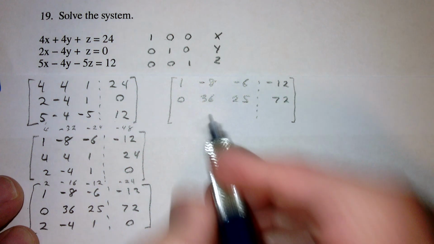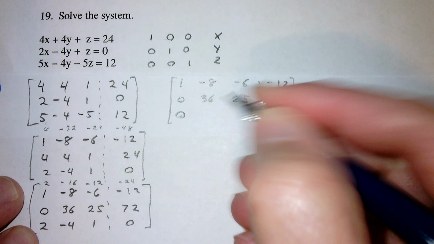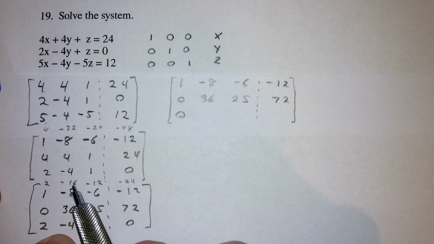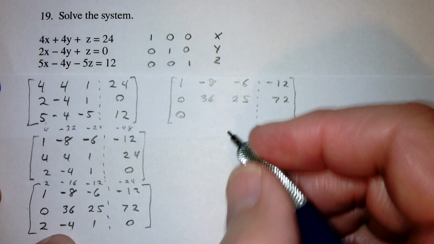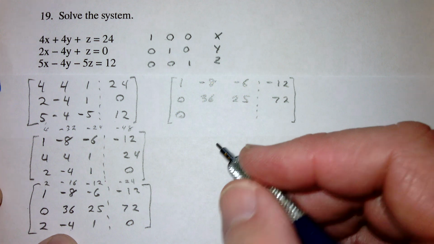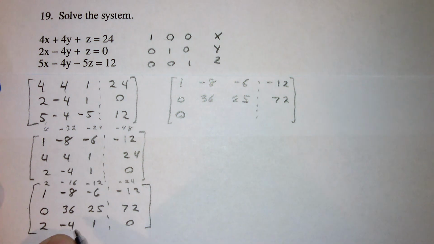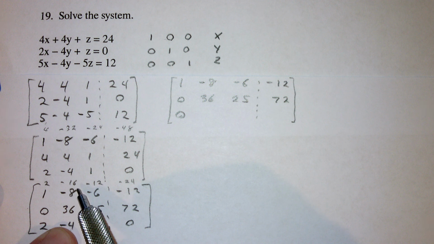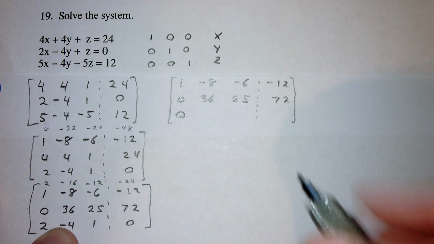2 minus 2, 0. Okay, negative 4 minus negative 16, that's going to give us 20, right? Oh no, I just about made a mistake. So this is negative 4. Negative 4 minus negative 16 is negative 4 plus 16. Negative 4 plus 16 is 12.